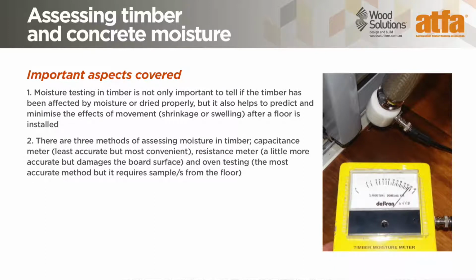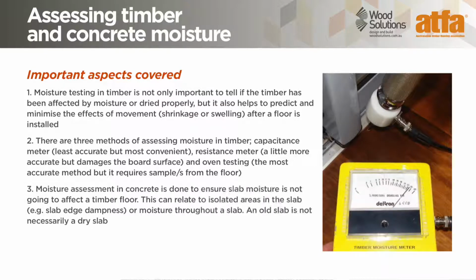2. There are 3 methods to assess timber moisture: the capacitance meter, least accurate but most convenient; a resistance meter, a little more accurate but it damages the board surface; and oven testing, the accurate method, but it needs samples to be removed from the floor.